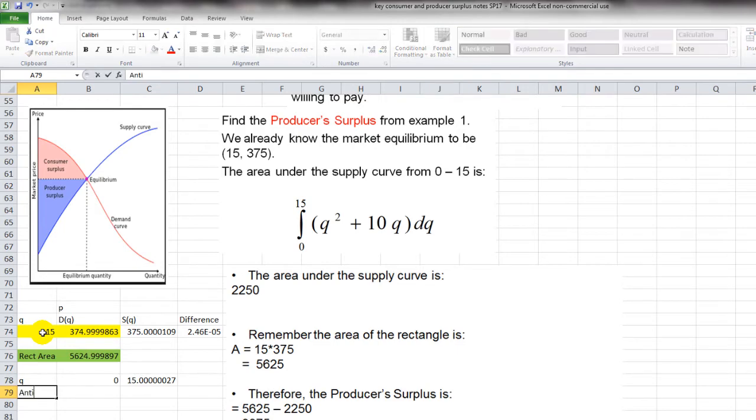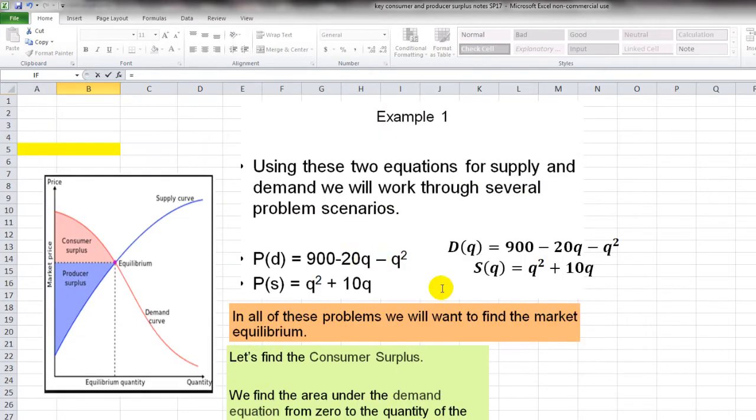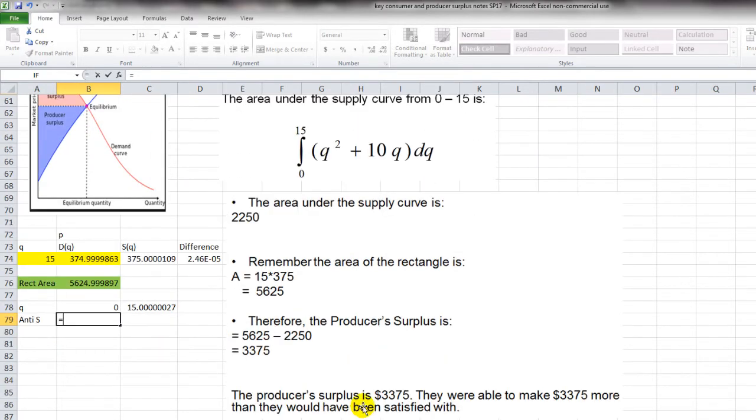So this would be anti-S, and the formula is Q squared plus 10Q. I have that written right there. So Q to the third divided by 3 plus 10 times Q to the second divided by 2. That's the antiderivative of supply. And FTC. So we're going to subtract these values, upper limit minus lower limit value.